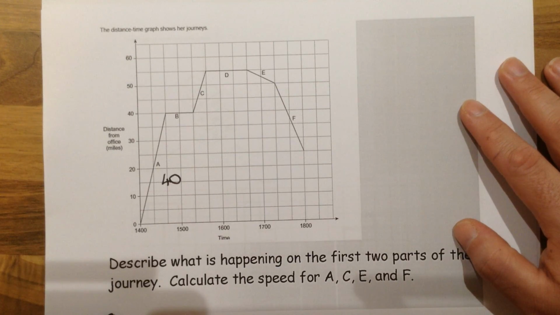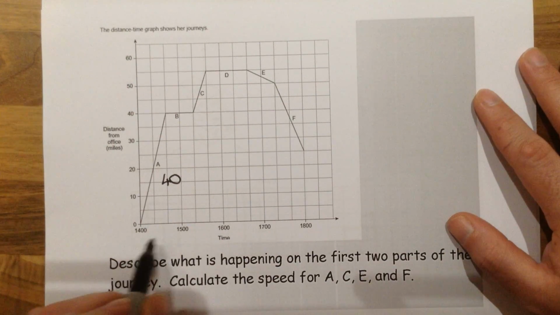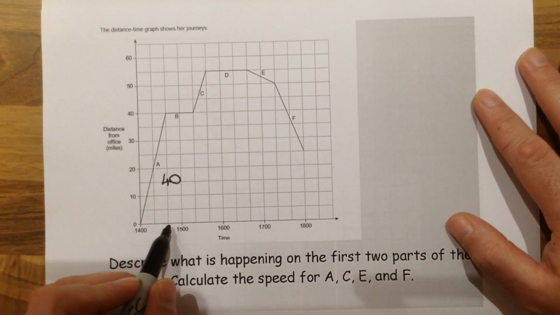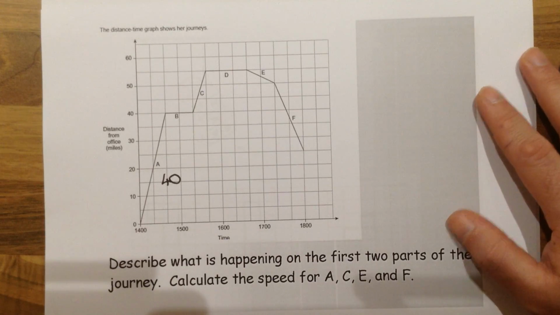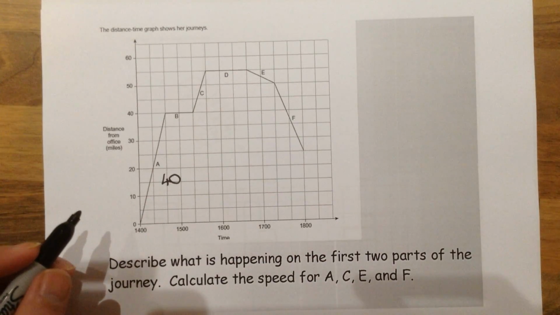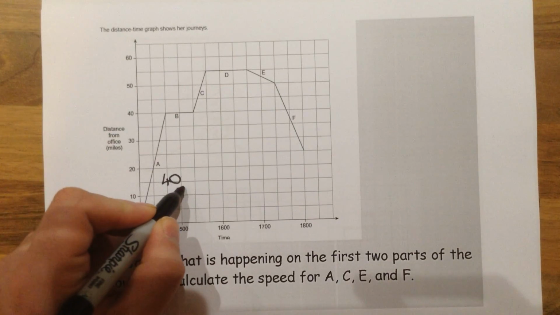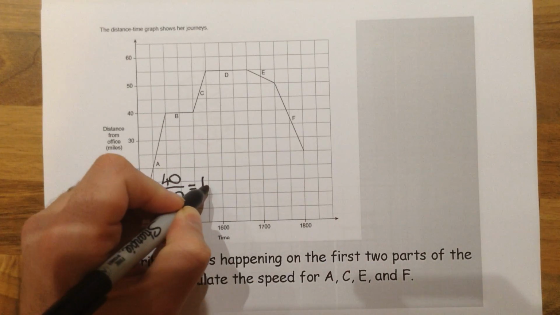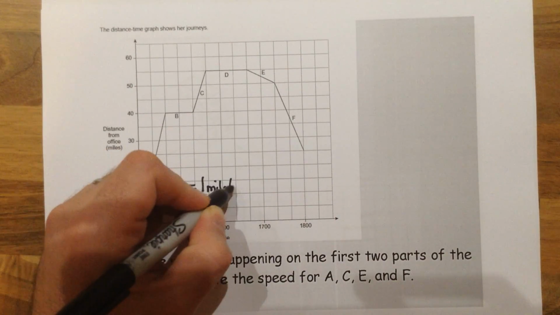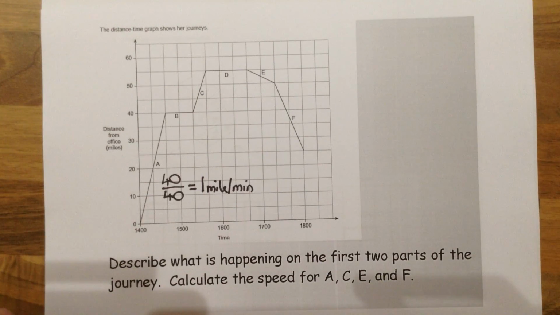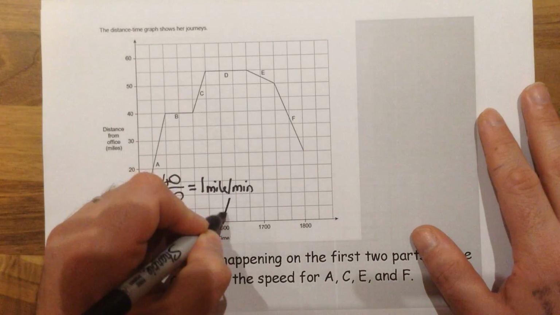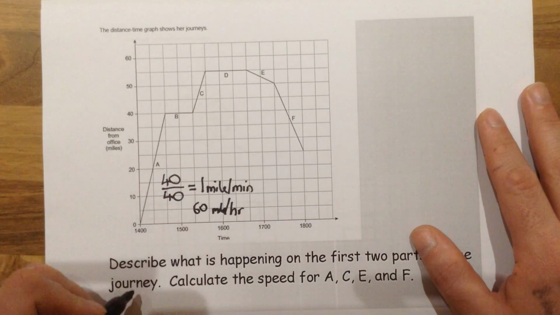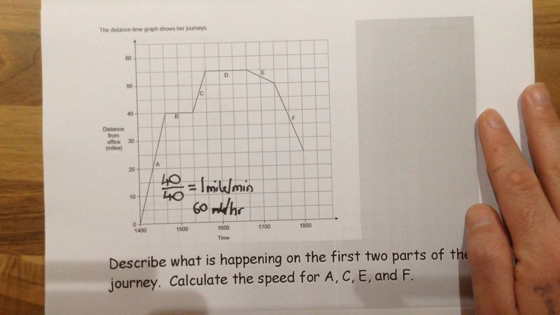So that's your distance. In terms of time, just be very careful reading the scale. We've got that here 3 squares represent an hour, so each square represents 20 minutes. So here 40 minutes. 40 divided by 40 is 1. So that means you are doing 1 mile a minute. Well, if you can do 1 mile for every minute, that would mean in an hour you will be doing 60 miles. So that is the speed at part A.